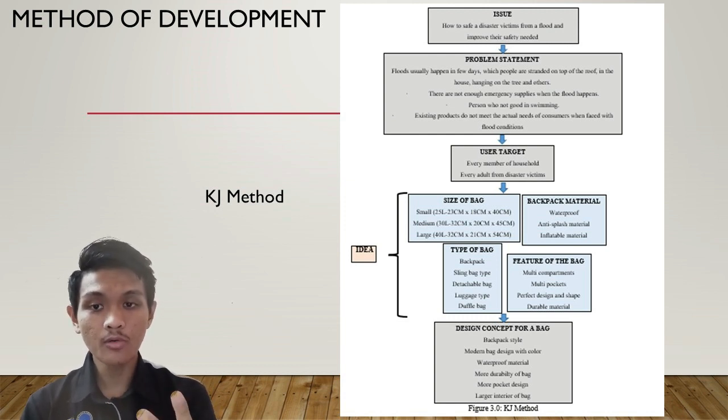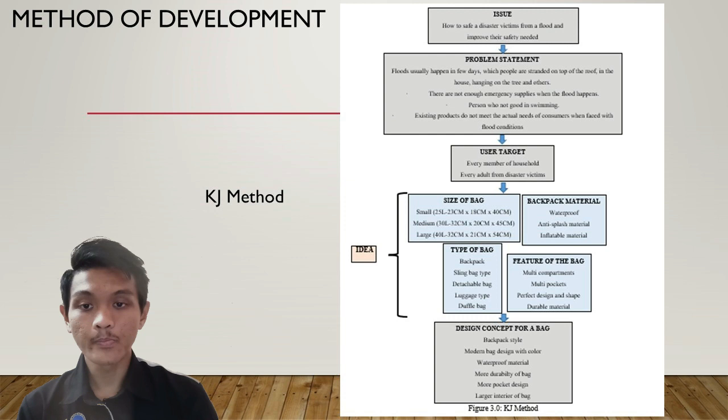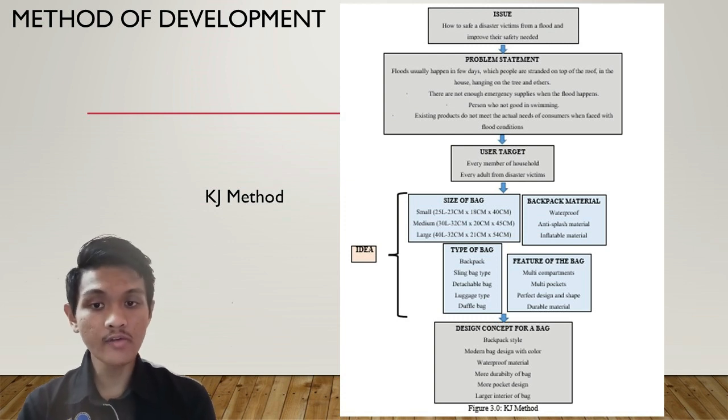We have four problem statements, which are: floods usually last a few days, during which people are stranded on the top of the roof, in the house, or hanging on a tree. There are not enough emergency supplies when the flood happens. Some persons are not good at swimming. And lastly, existing products do not meet the actual needs of consumers when faced with flood conditions. And the user target is every member of a household, every adult among disaster victims.